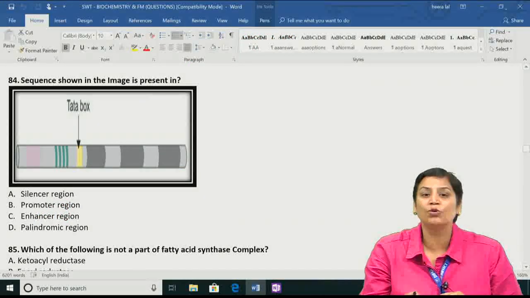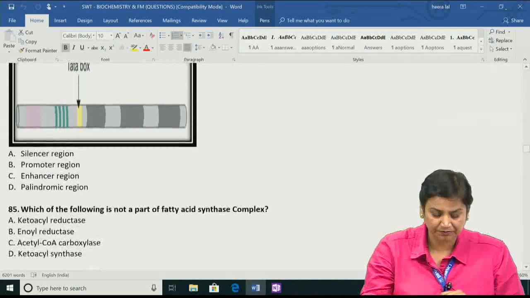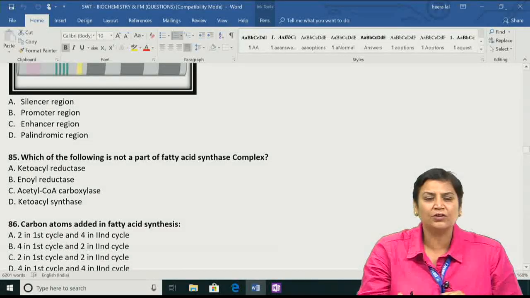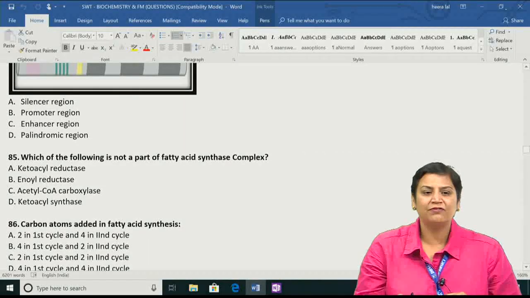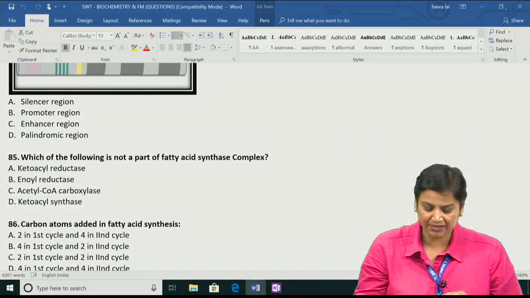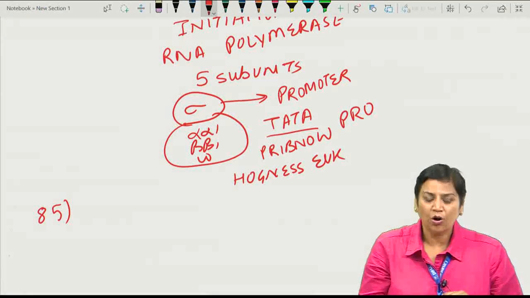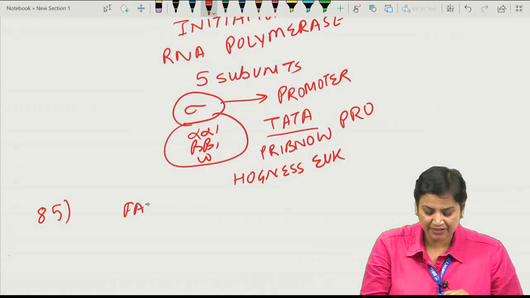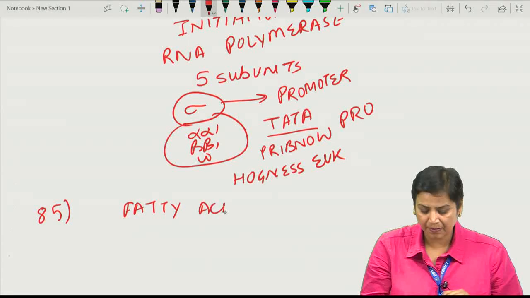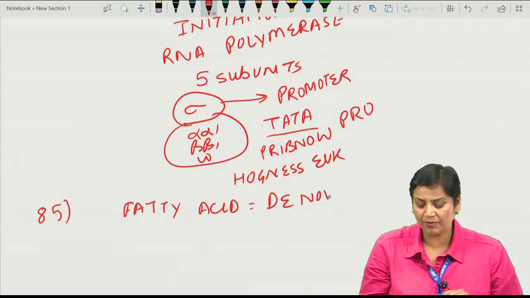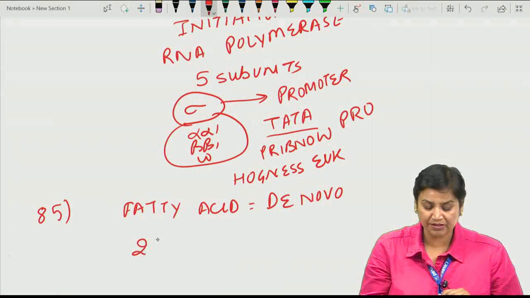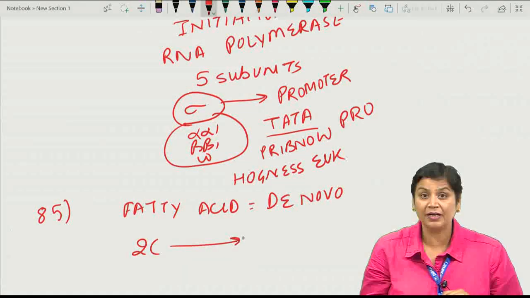So this is nothing but promoter region. Next, which of the following is not a part of the fatty acid synthase complex? Now here what we see is, all of us know that fatty acid synthesis is de novo. De novo means from a 2-carbon species we are generating palmitic acid which has 16 carbon atoms.